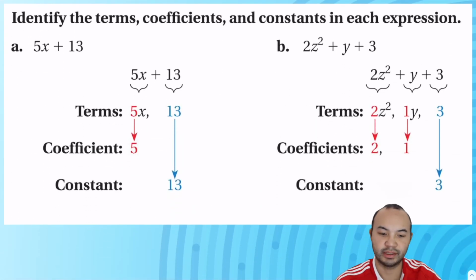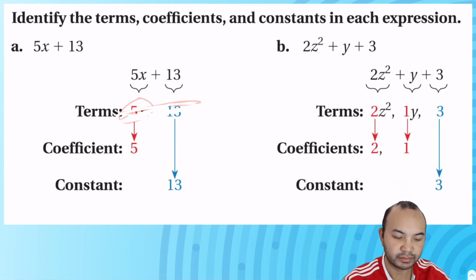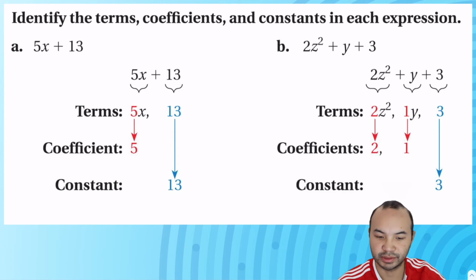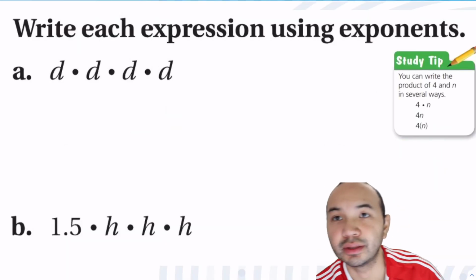And as you can see here, they did it very neatly. You do the terms first, and then within the terms, you have the coefficient, which is 5, and then the constant, which is 13. And then here, write each expression with exponents.